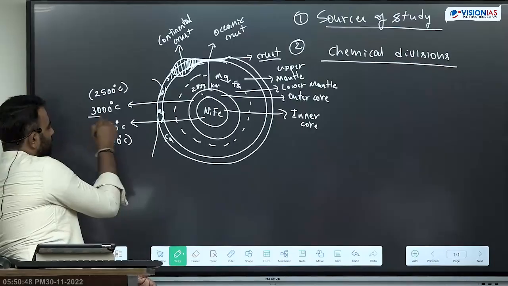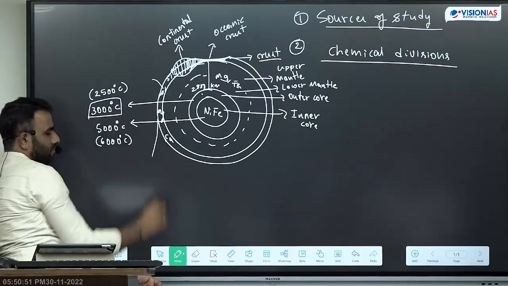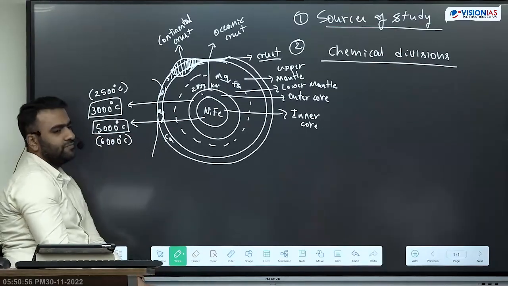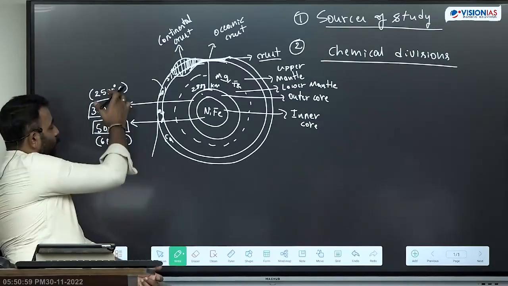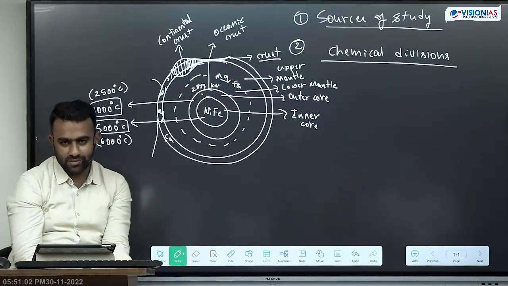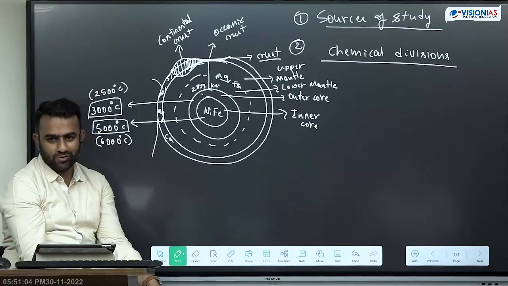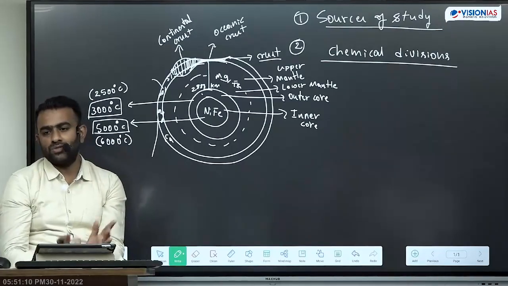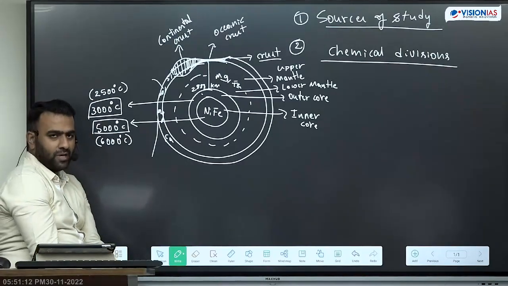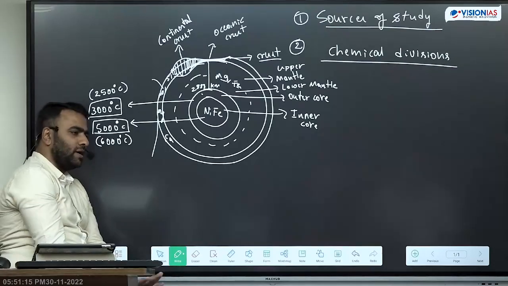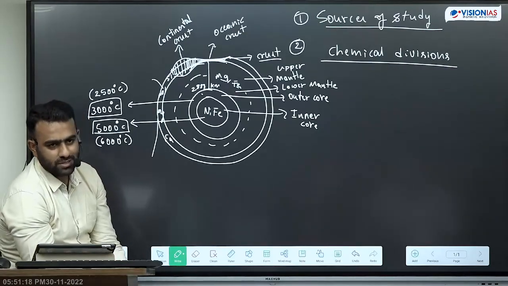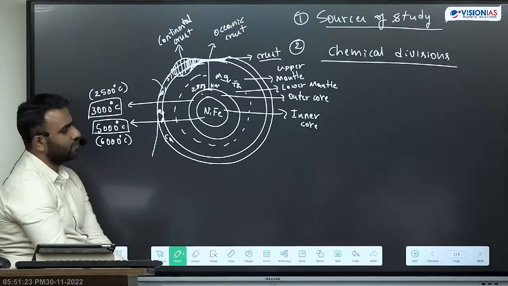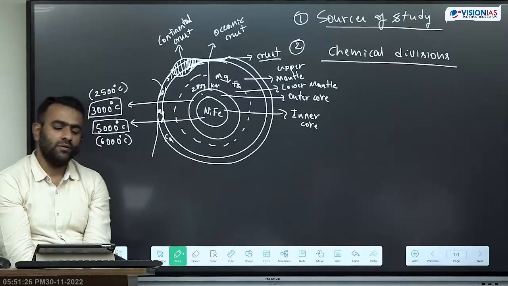Here the prevailing temperature is more than the melting point, so the rocks melt. Here the prevailing temperature is less than the melting point, so the rocks remain solid. Why has the melting point become this high? Because of high pressure. Simple, right? The melting point of the rocks at the inner core is very, very high, which keeps it solid. However, in the outer core, the pressure is not sufficient to keep it solid, so it melts. Fine? That's outer core and inner core. Next one, mantle.